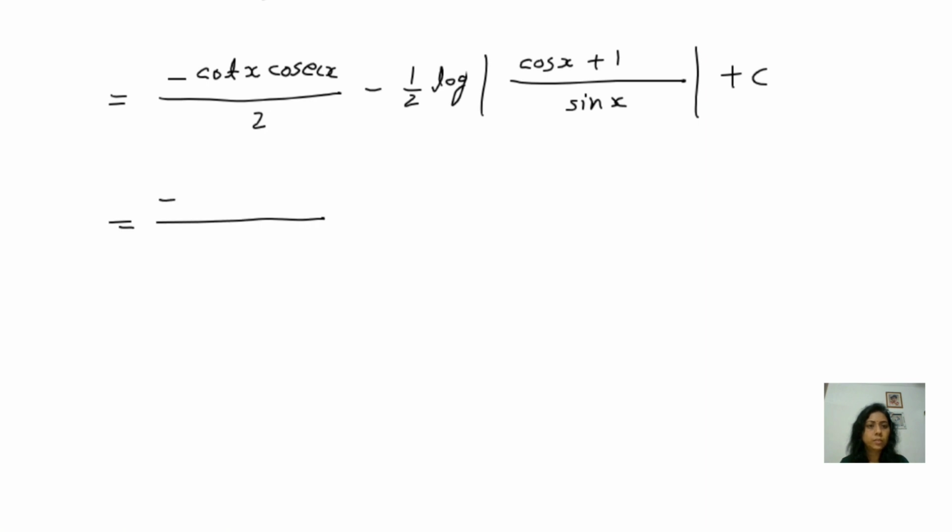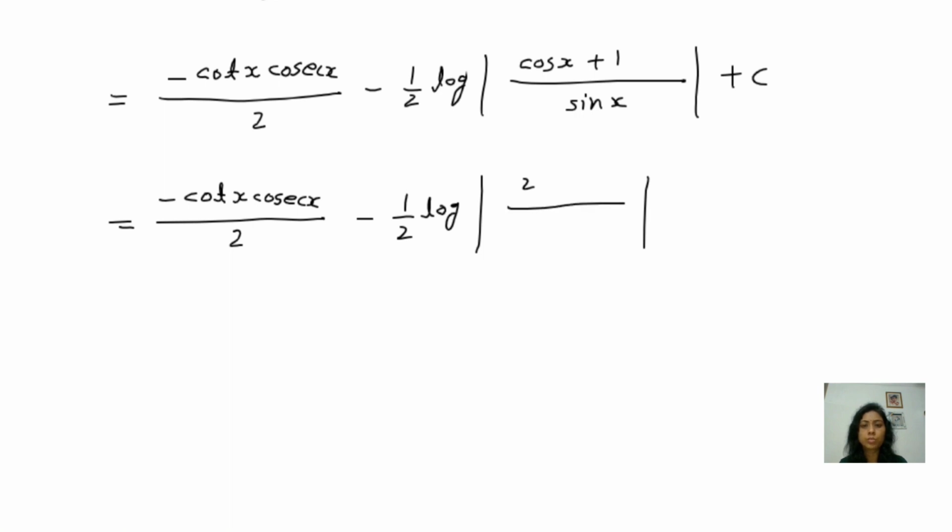The first term we write as it is, it is already in simplified form. Minus 1 upon 2 log, and here we can use trigonometry formulas. So cos x plus 1 we can write as 2 cos square x upon 2, and sin x we can write as 2 sin x upon 2 cos x upon 2, plus c. So I used here cos x plus 1 is 2 cos square x upon 2.